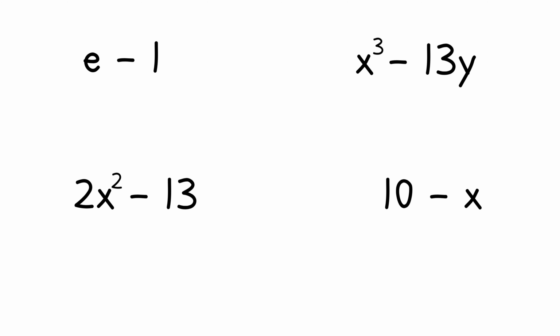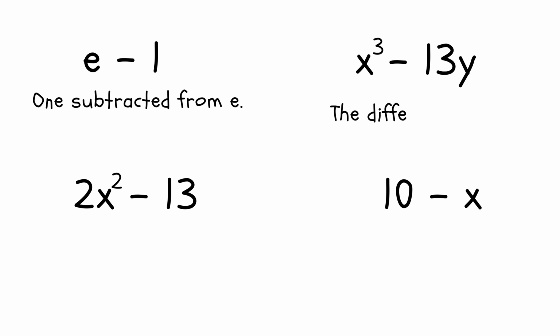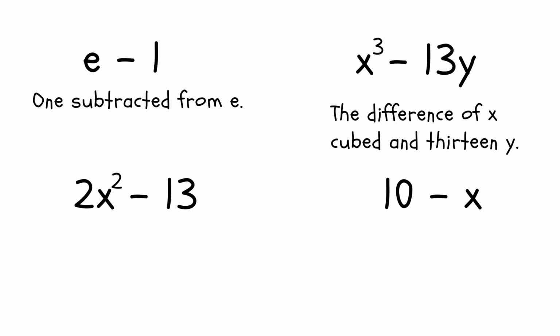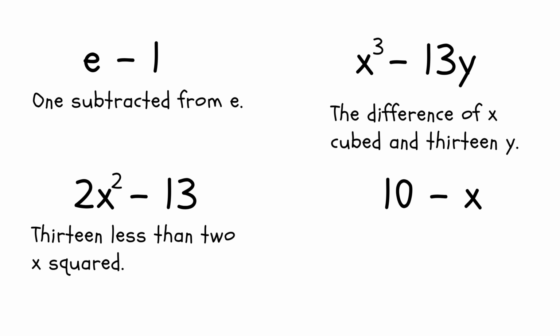The first one is e minus 1. Since this is subtraction, we can express it as 1 subtracted from e. The next one is x cubed minus 13y. We can express this as the difference of x cubed and 13y. Now, for 2x squared minus 13, we can write it as 13 less than 2x squared. Lastly, for 10 minus x, we can express it as 10 decreased by a number.